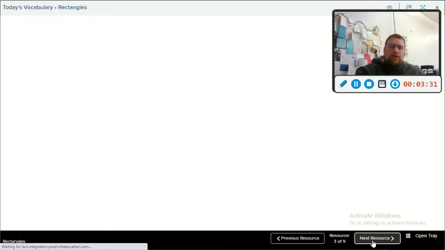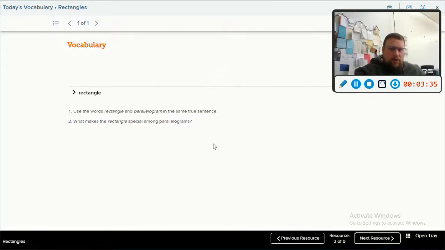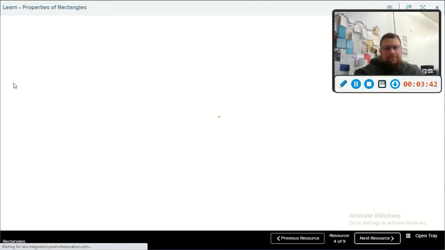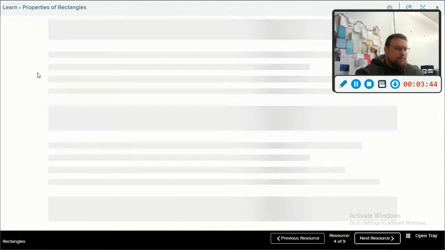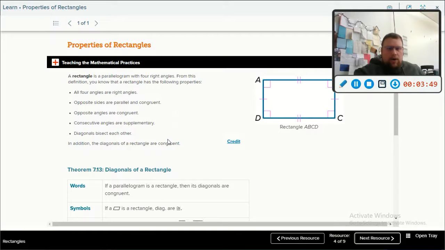Rectangles have huge applications. Now, on to our vocabulary. What is a rectangle? It's simply a parallelogram with 4 right angles. Nothing difficult. All right, what do we want to know about a rectangle? It is a parallelogram with 4 right angles, but here's what we also know. All 4 angles are right angles. Opposite sides are parallel and congruent. Opposite angles are congruent. In fact, all the angles are congruent to each other.